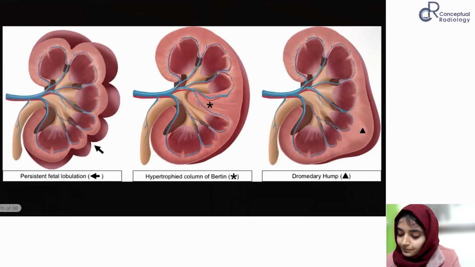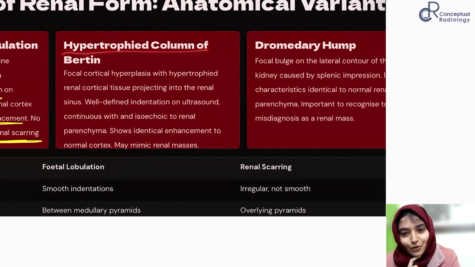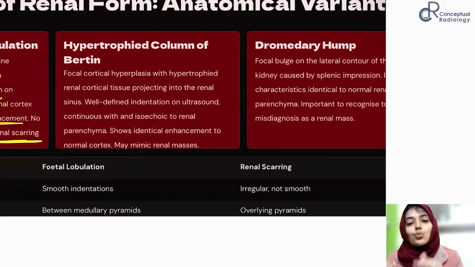and this is a case of persistent fetal lobulations. Now, another important variant, as we discussed, was the hypertrophied columns of Bertin. So this is just focal cortical hyperplasia with hypertrophy of the renal cortical tissue, which is going to insinuate between the renal pyramids. Again, isoechoic, isodense, isointense to the normal cortex, showing absolutely normal contrast uptake like the surrounding renal parenchyma.